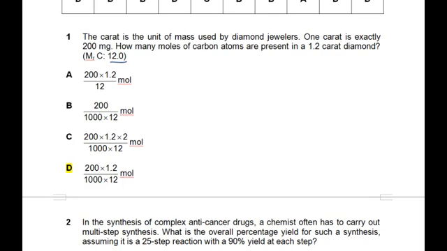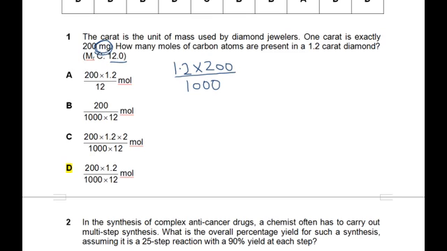We have a 1.2 carat diamond, and we are asked to determine the number of moles. So we have to determine the mass of diamond that we have at first. So 1.2 multiplied by 200. But when we want to determine the number of moles of carbon atoms, we have to ensure that the mass we're dealing with is measured in grams, but we are dealing with milligrams here. So we have to divide this expression by 1000 to change the mass of carbon into grams.